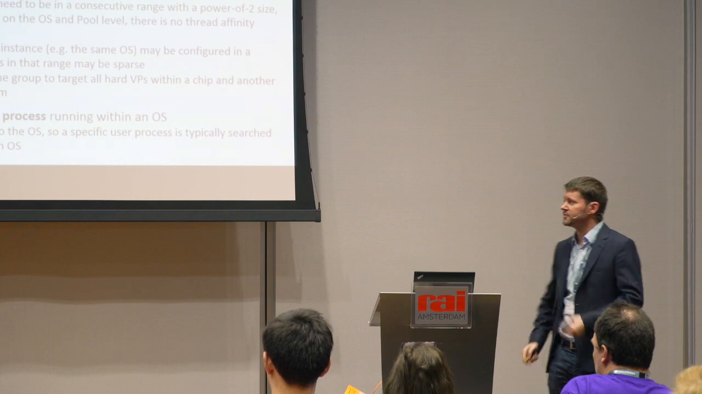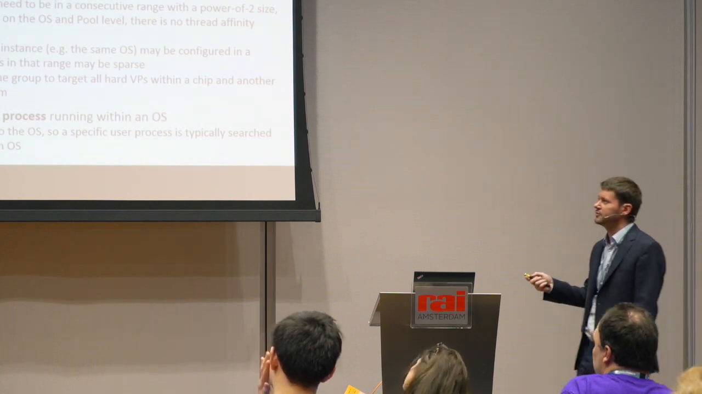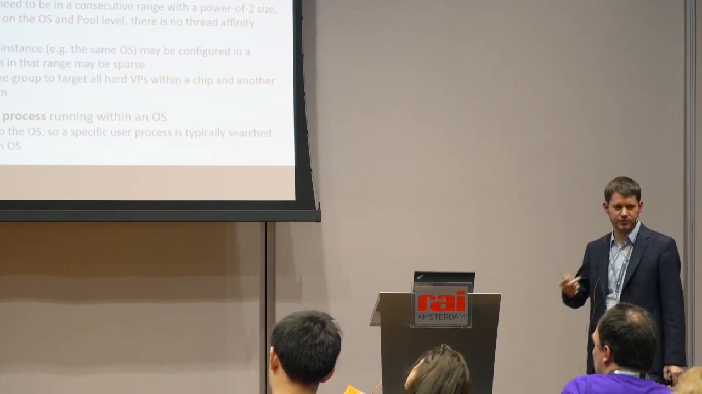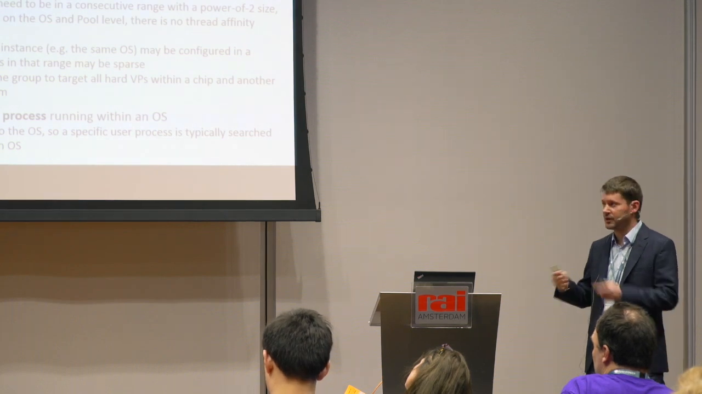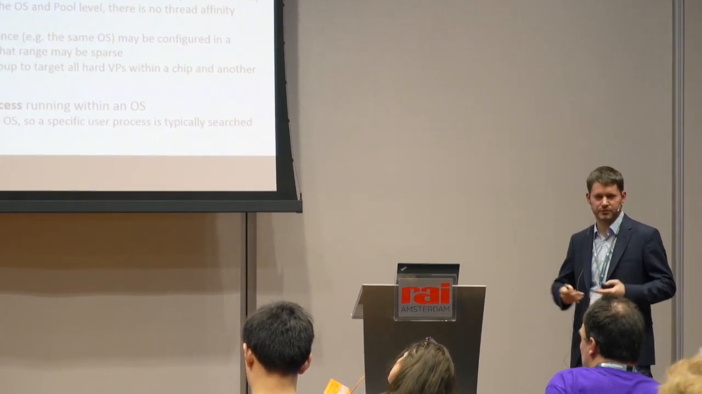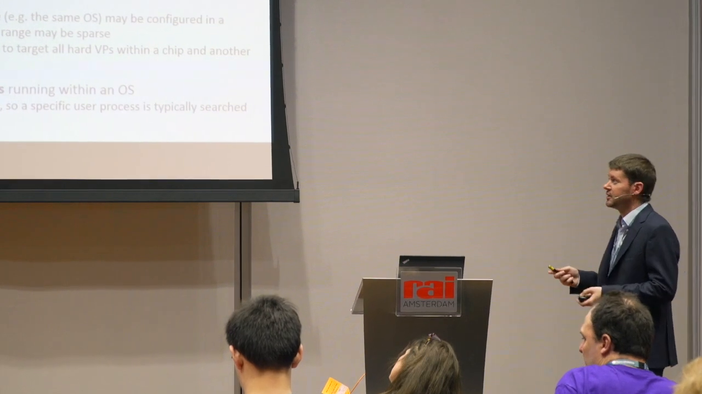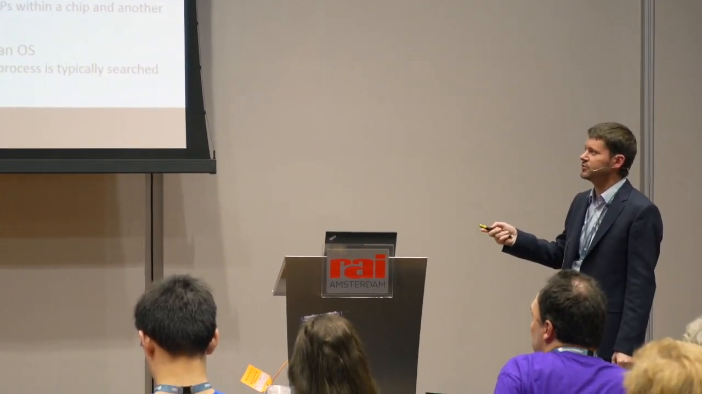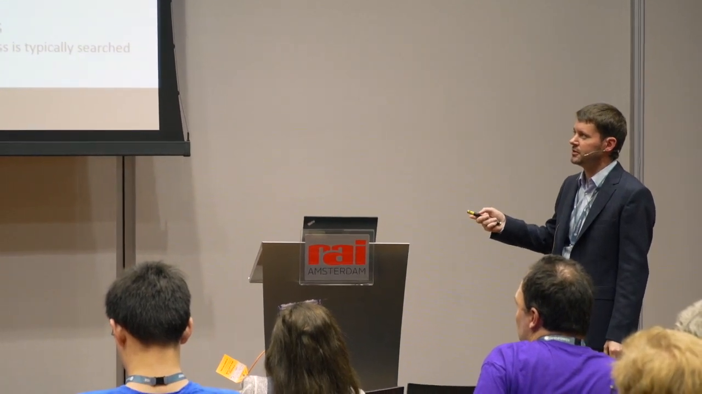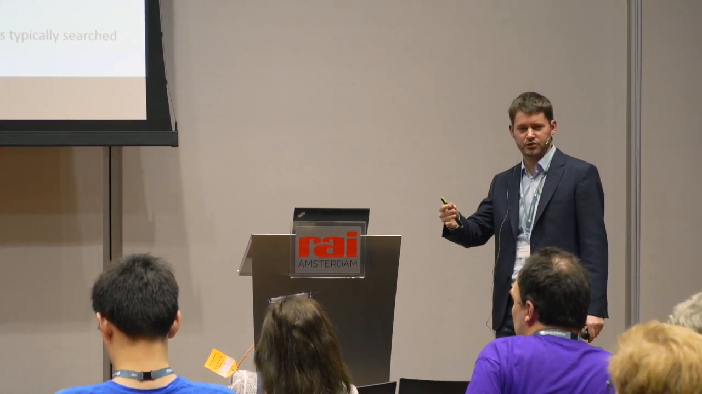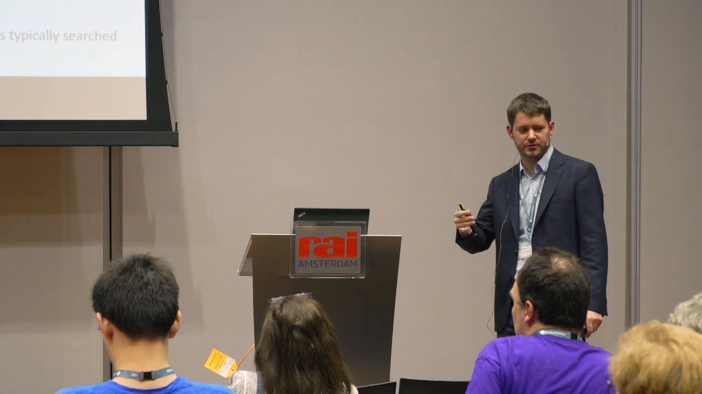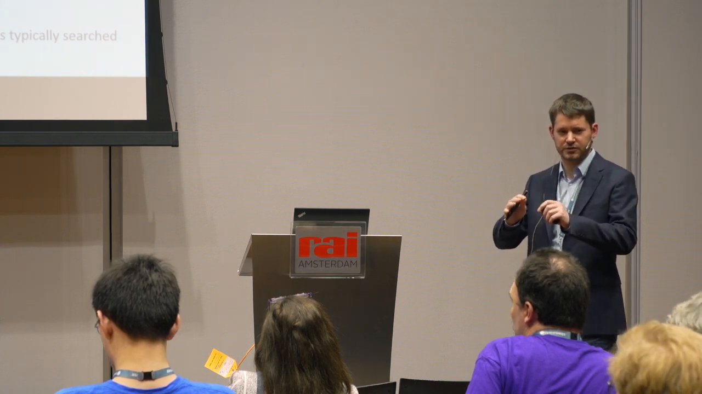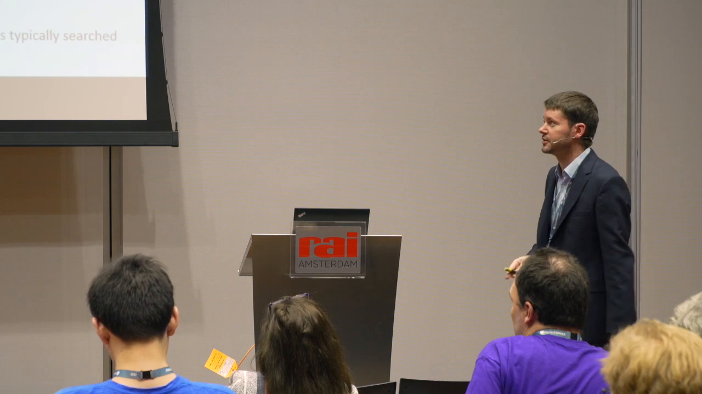We extend the mechanism to actually also be able to deliver interrupts to a user. And a user can be scheduled by the operating system. So it's up to the operating system where it wants to schedule a user process. Therefore, when we target an interrupt at a user level, typically what we do is we basically check across all the virtual processors belonging to the operating system if we can find this specific user process currently running.